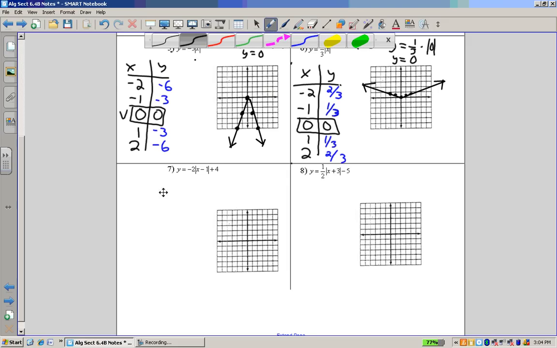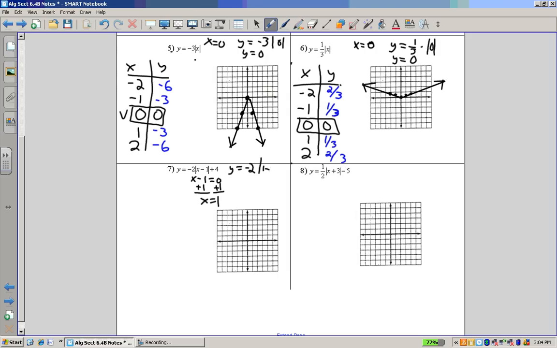Okay, last but not least. Last 2 problems here, a little more complicated. Set what's inside the absolute value equal to 0. Add 1 to both sides. Plug that back in. 1 minus 1 is 0. The absolute value of 0 is 0, times -2 is 0. 0 plus 4 is 4.